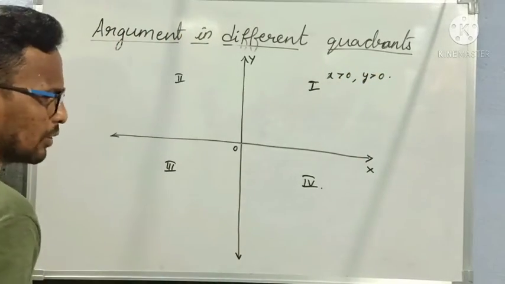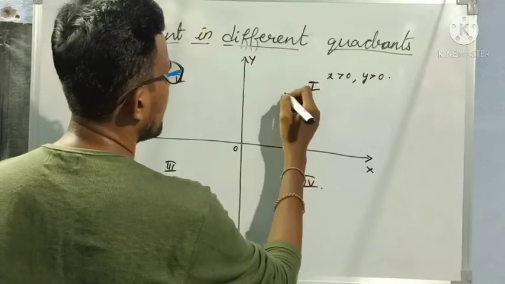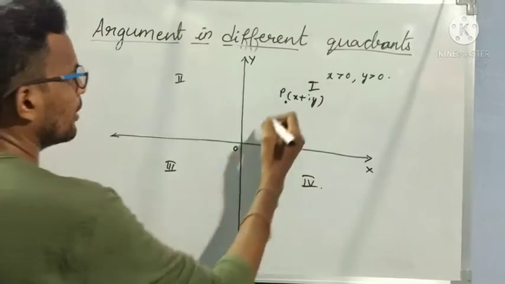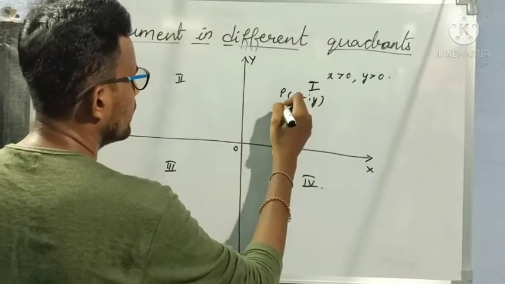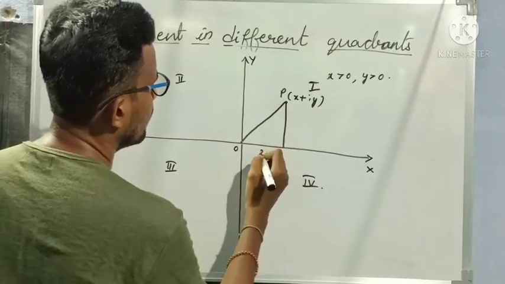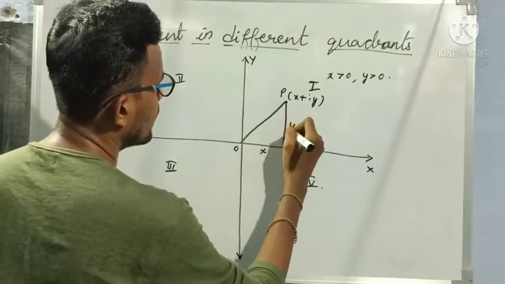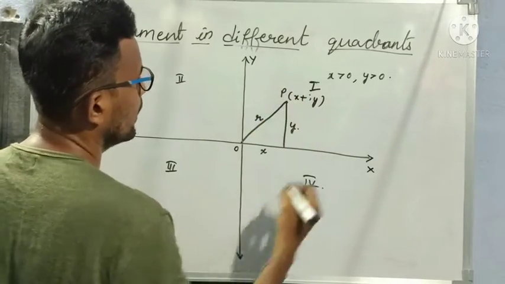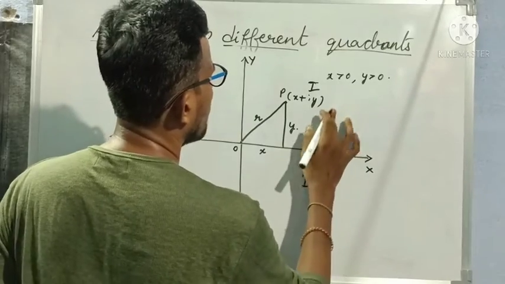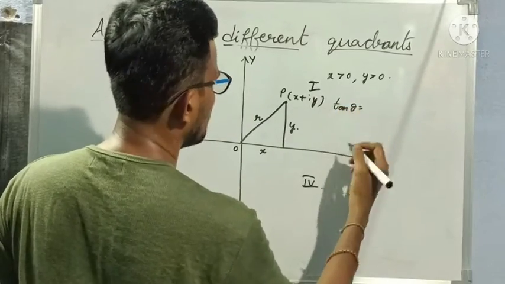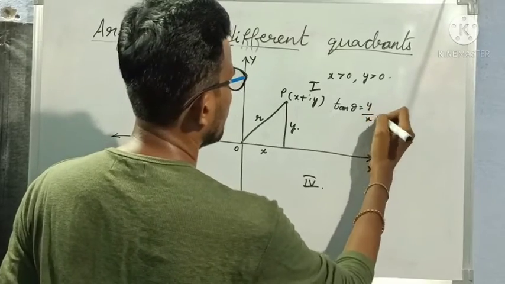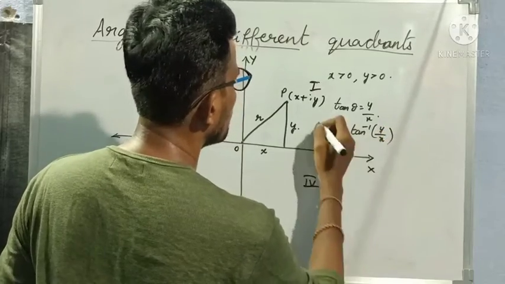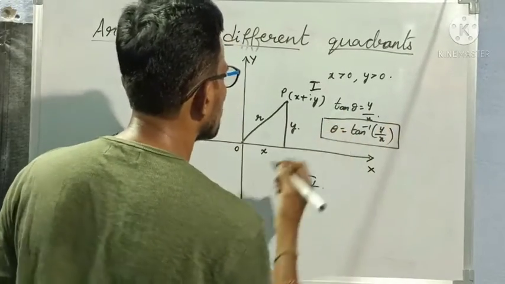So in the first quadrant we know that both x value and y value are greater than 0, means positive values. So if my complex number p is of the form x plus iy, then it will be in the first quadrant, right? Here distance covered on the x-axis is x and distance covered on the y-axis is y, and distance from O to p, my complex number, is r. So my tan theta is equal to y by x and theta is equal to tan inverse of y by x. So this is my argument value in the first quadrant.